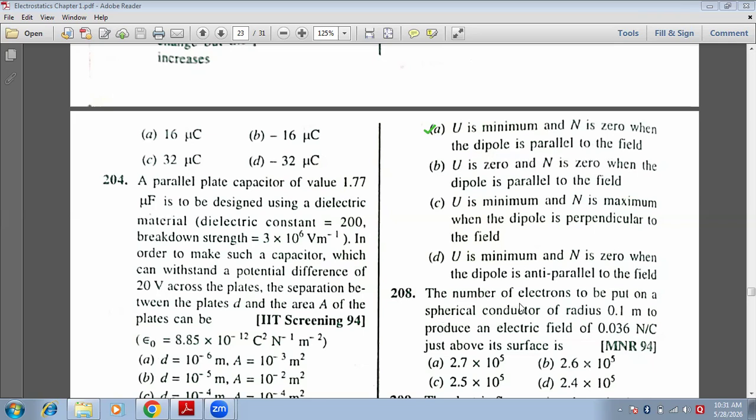The number of electrons to be put on a spherical conductor of radius 0.1 meter to produce an electric field of 0.036 Newton per Coulomb just above its surface is option A 2.7 into 10 raised to the power 5, option B 2.6 into 10 raised to the power 5, option C 2.5 into 10 raised to the power 5, option D 2.4 into 10 raised to the power 5. Correct answer, option C 2.5 into 10 raised to the power 5.